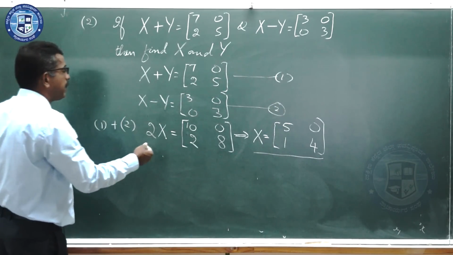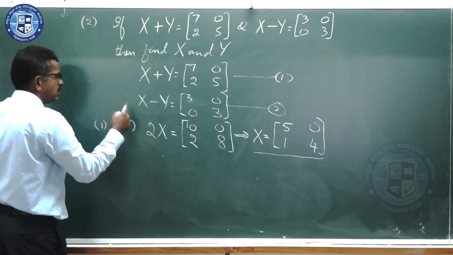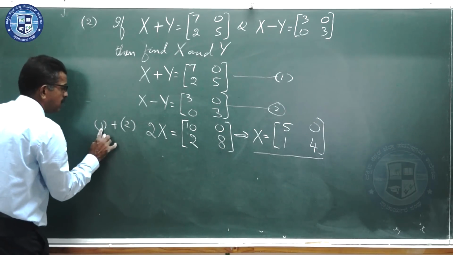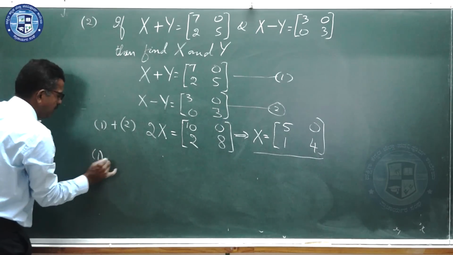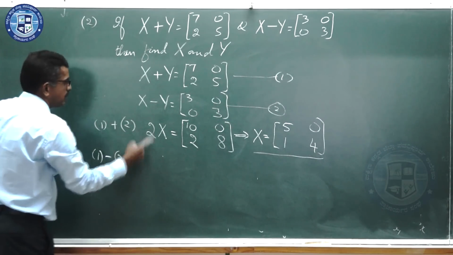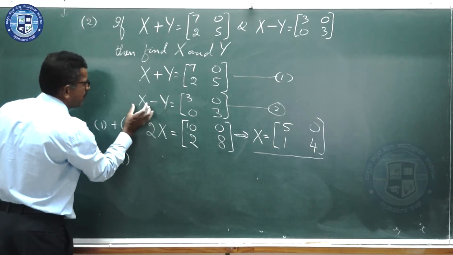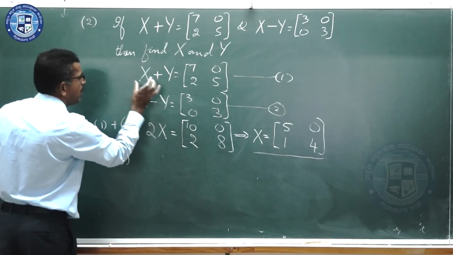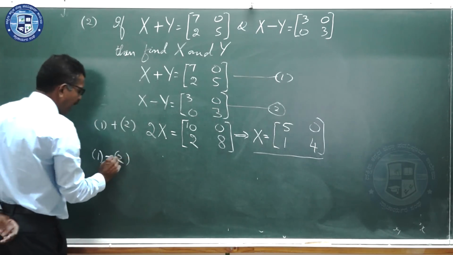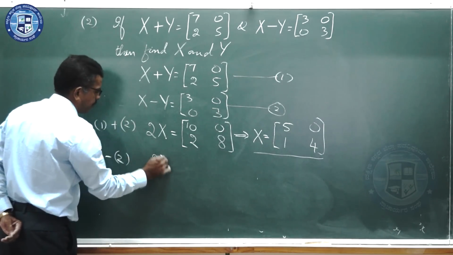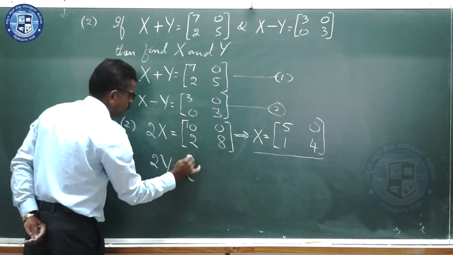Now how can you get the matrix Y? Either you can subtract the two matrix equations, 1 minus 2, which gives x plus y minus x minus y, or you can substitute the value of x you have got into either the first or second equation. We have 1 minus 2 gives you 2y, which is equal to this minus this, it is 4.